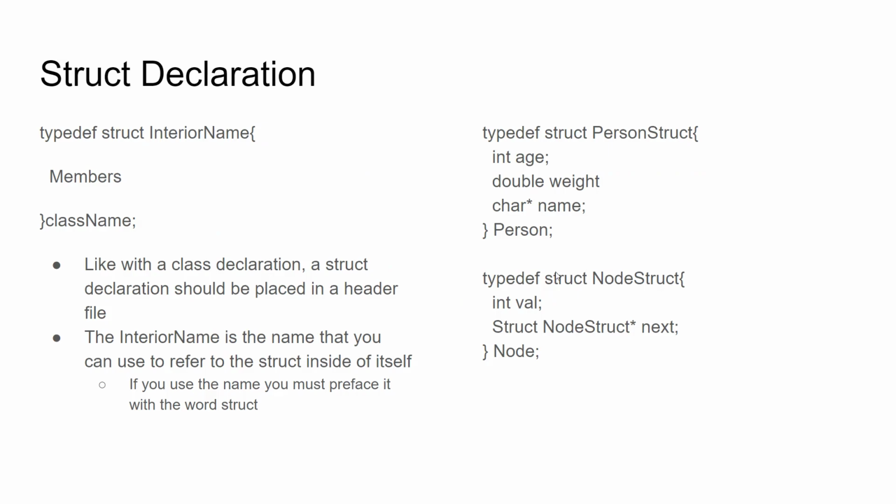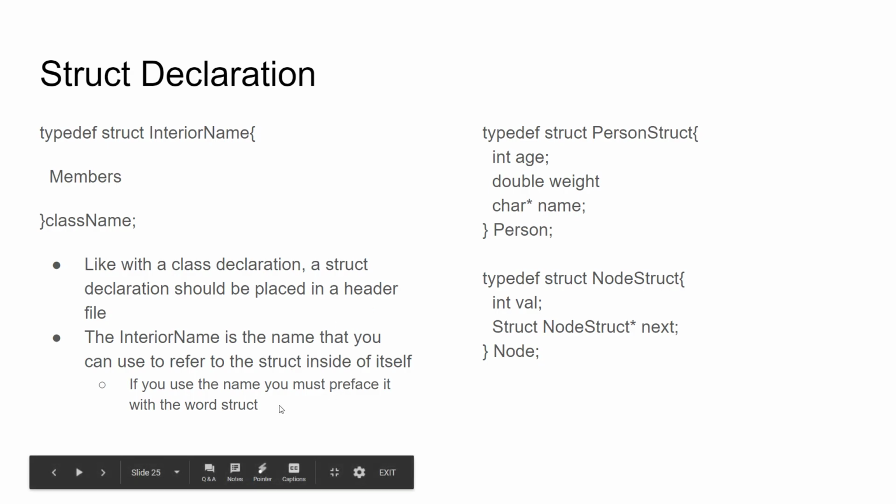So there's no public, private, or protected. If you want to declare a struct, you do typedef struct. Then you list the name here, which I call the interior name. This is the name that you would use to refer to the struct inside of itself. So if the struct was somewhat recursive in definition, you would want to use the interior name inside of the member definition. But you have to say struct and that name instead. And then outside of this typedef, you can refer to the struct just via this class name. Again, your class declarations should be placed in the header file and included wherever they're needed. And again, the interior name is so that you can refer to it inside of the class.